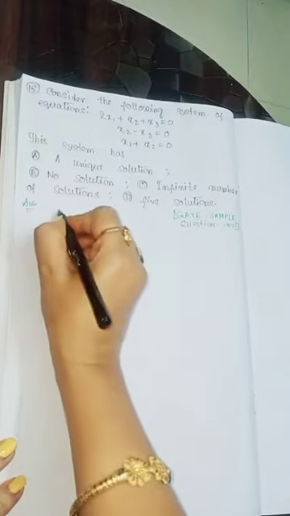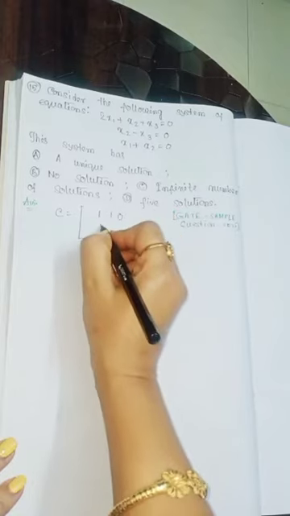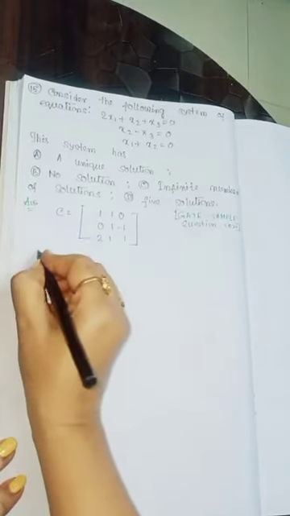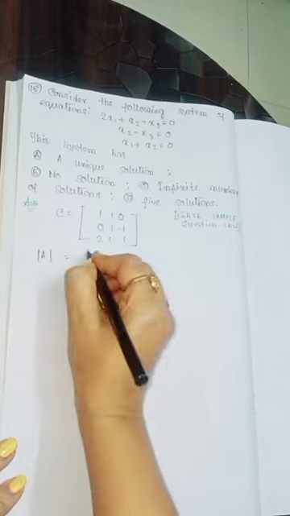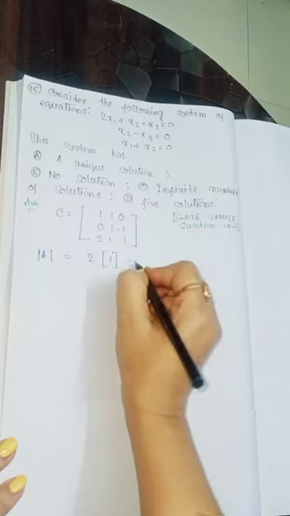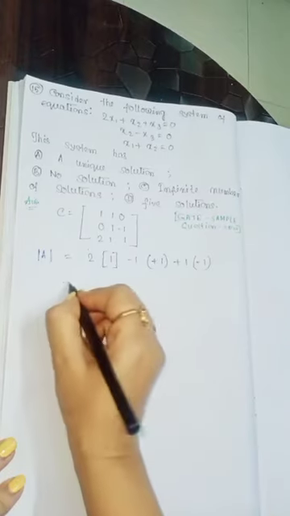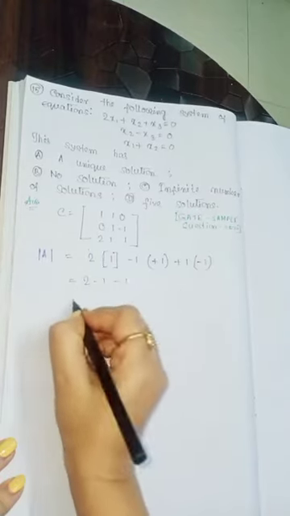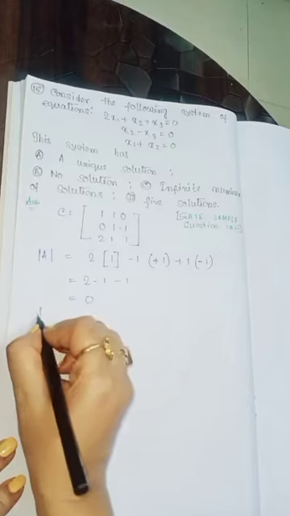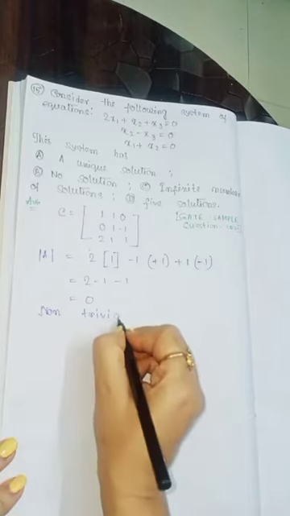Now the matrix is here just like this: 1 1 0, 0 1 minus 1, 2 1 1. Now calculate the determinant, which is 2 plus 1 minus 1 minus 1 plus 1 minus 1, so 2 minus 1 minus 1, that is equal to 0. So if the determinant is 0, then we may say a non-trivial solution occurs here.